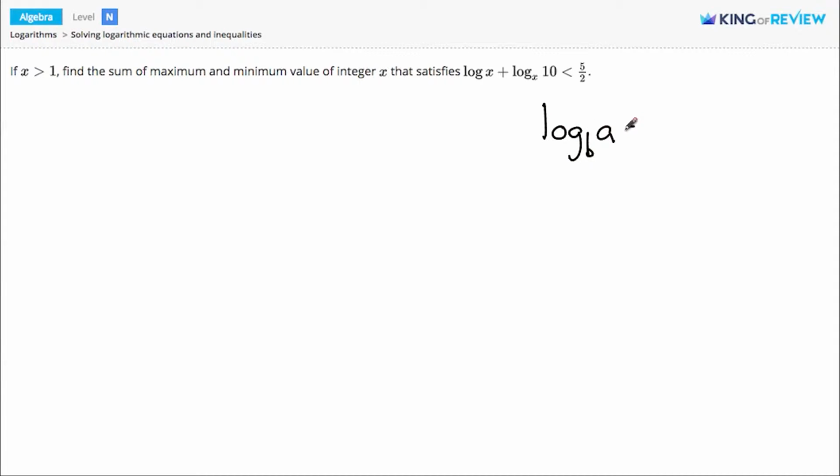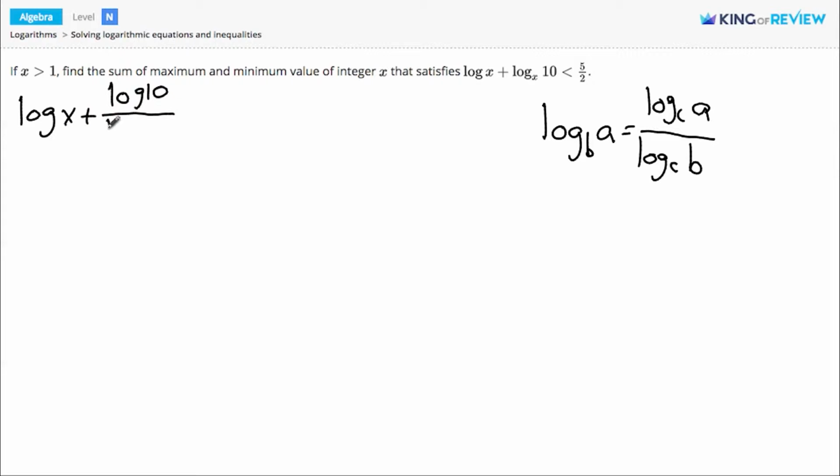If I have a log base b of a, and I'd rather have logs with a base of some number c, I can write this as the log base c of a over the log base c of b. So in this inequality I have the log of x, and I'd like to change this second log so it also has a log base 10, just like the first log. Using the formula, this becomes the log of 10 over the log of x, and that's less than 5/2. Now, I know that 10 to the first power is equal to 10, which means the log base 10 of 10 is 1.